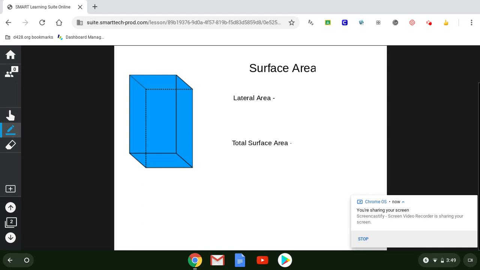So the first shape we're going to find the surface area of is a prism. Now before we talk about the total surface area, we actually have to find the lateral area. To do that, I'm going to draw the net of this solid.